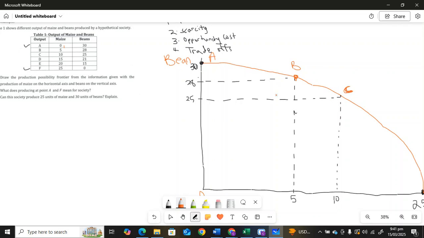One tip that I would advise: always start your reference with the y-axis. When the question tells you this will be on the y-axis, when you come to this table, first look at the y-axis, then you go to the x-axis. That way, life will be made easy. The next point is point D, 21 units of beans, 15 units of maize. So 21 units of beans.